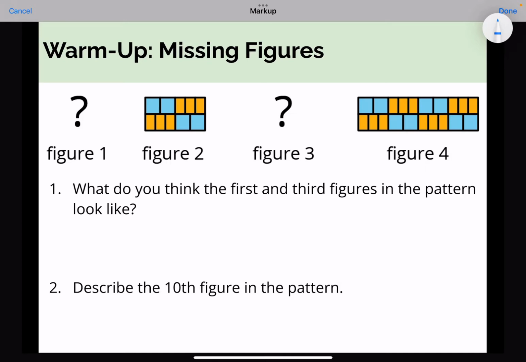All right, so to be able to answer these 2 questions, we must first analyze the patterns. If you notice, from figure 2 to figure 4, figure 4 is just 2 figure 2s put together. This means we can assume that from figure 1 to figure 2, figure 1 is going to be half of figure 2. So our first figure is going to include 2 blue tiles and 3 orange tiles.